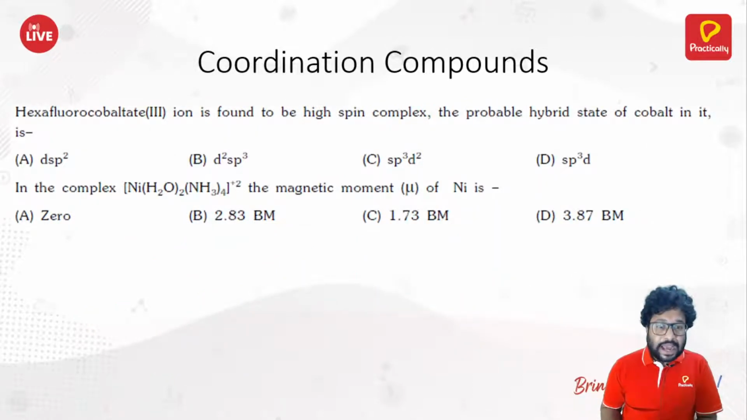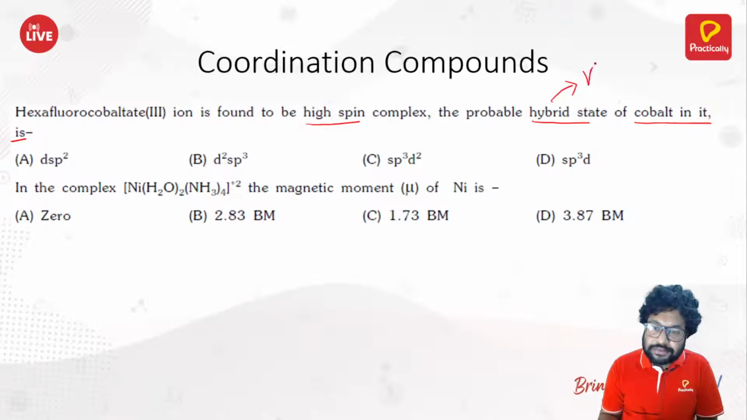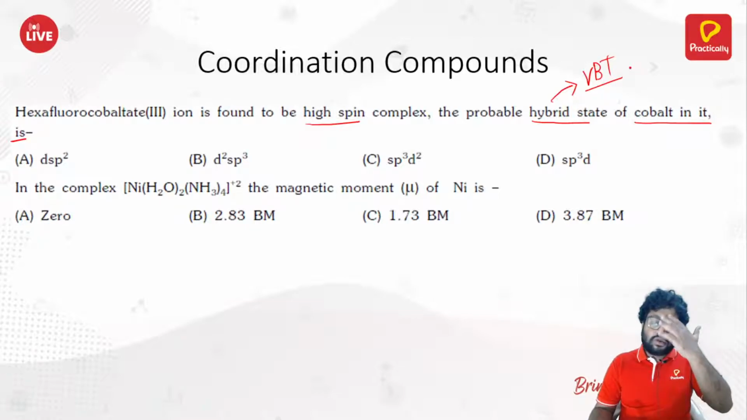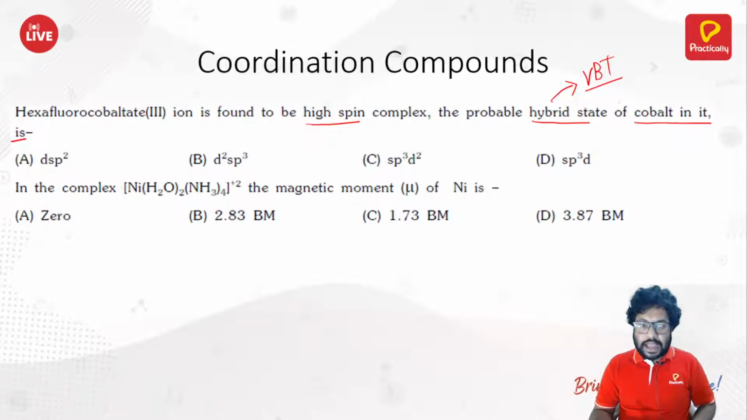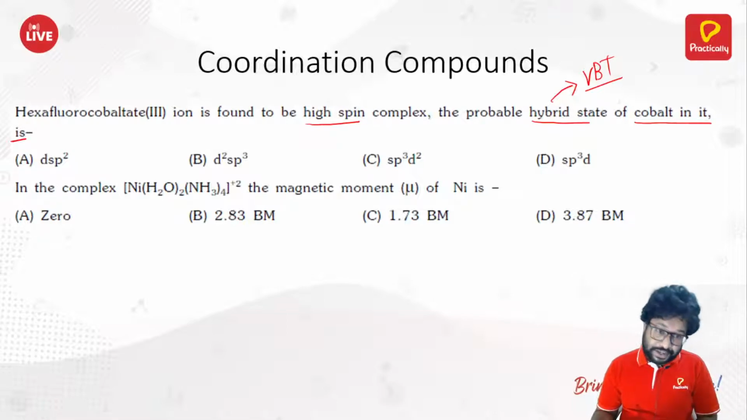Hexafluorocobaltate ion is found to be a high spin complex. What is the probable hybrid state of cobalt in it? Now this belongs to VBT. It's the extension of valence bond theory to coordination compounds, and we need to solve it all here.